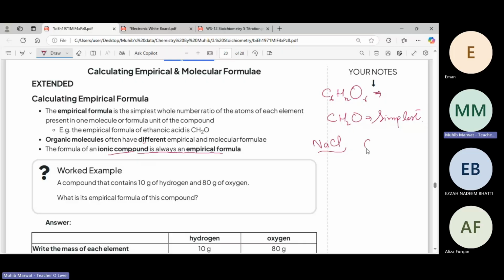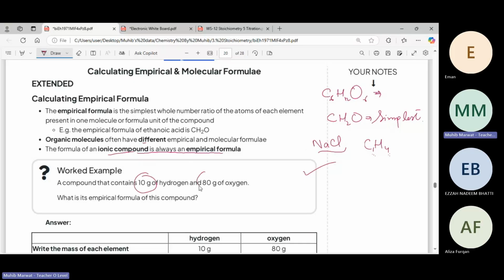For example, CH4 is an organic compound, an organic molecule. So this is its actual molecular formula, and its empirical formula is also the same, because we cannot divide 1 and 4 by a common number, right? We have cleared our concept about empirical and molecular formula in pretty much detail. Is it clear?